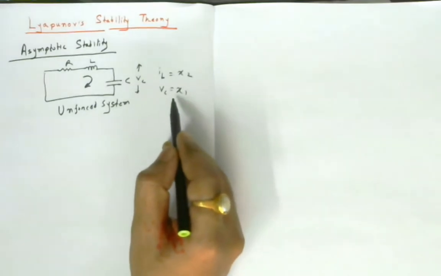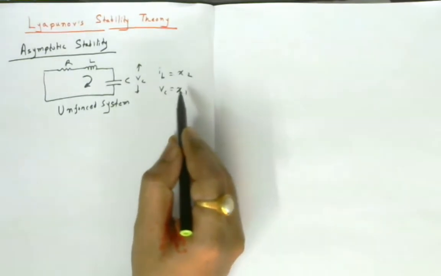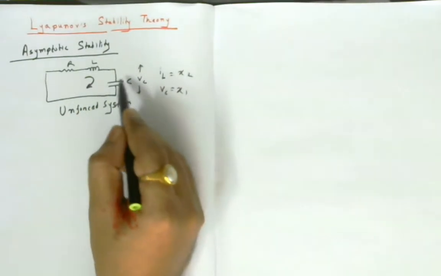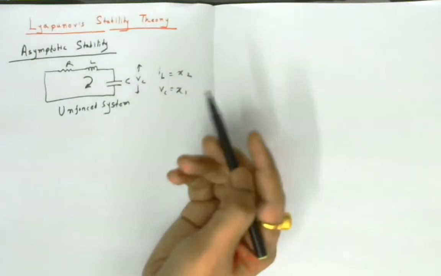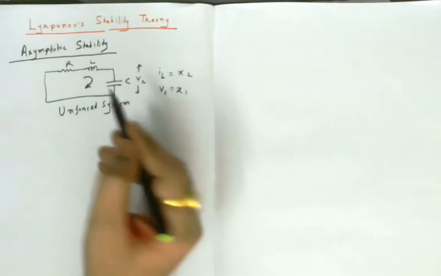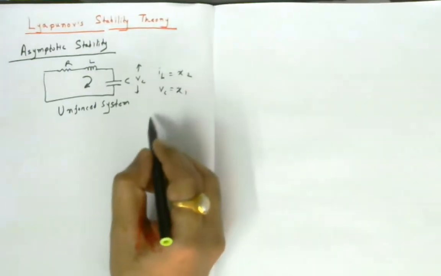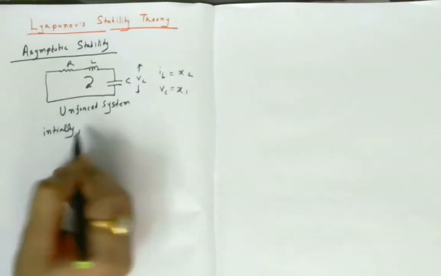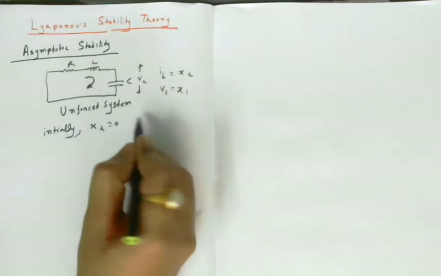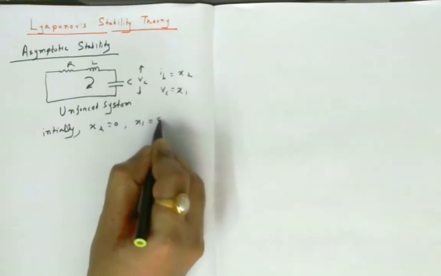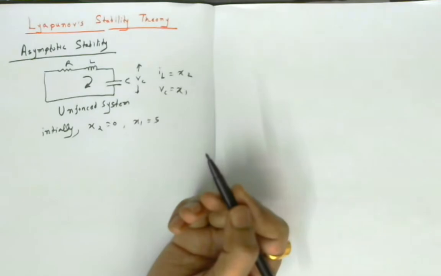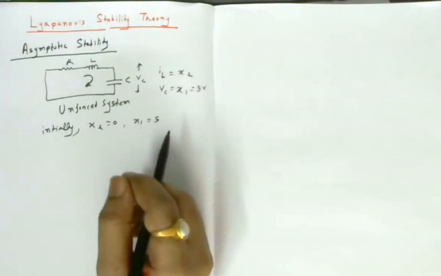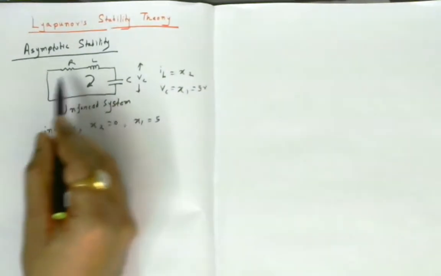So x1 is VC. Suppose initially there is no stored energy in the inductor, and the only storing of energy is done by the capacitor. So only the capacitor will drive the circuit. So I can assume that initially x2 is 0, but suppose x1 has some value, say 5 volt, maybe.